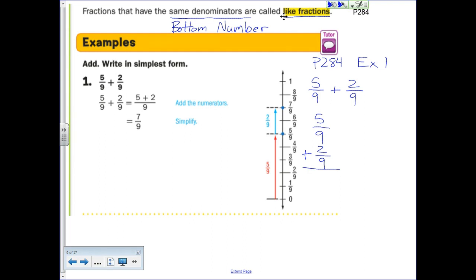And I can go ahead and add these fractions together by just adding the top numbers, just adding the numerators. 5 plus 2 is 7, and the denominator doesn't change. The 9 stays the same. So my answer is 7/9. So 5/9 plus 2/9 equals 7/9.